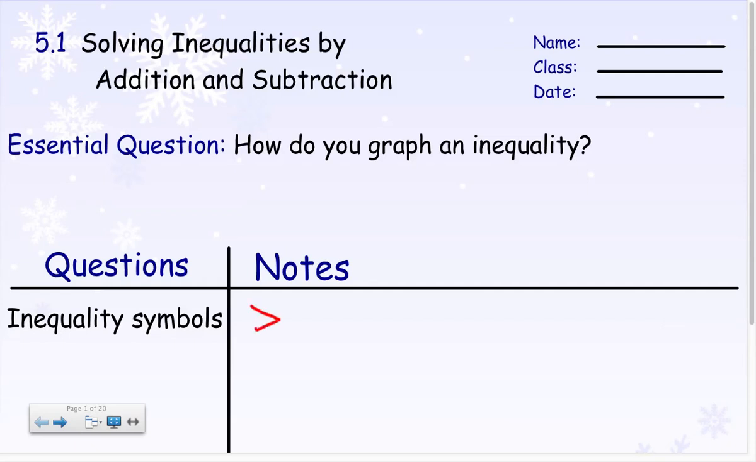They are greater than, less than, greater than or equal to, and less than or equal to. So we're going to work with problems in this lesson where instead of an equal sign, we have an inequality symbol. On the next page, we'll go into more detail about what each of those inequality symbols means.